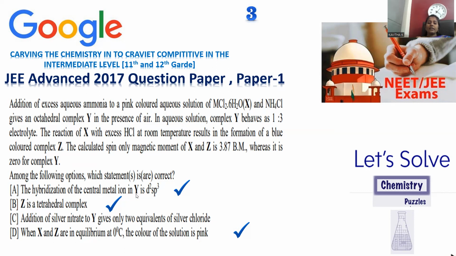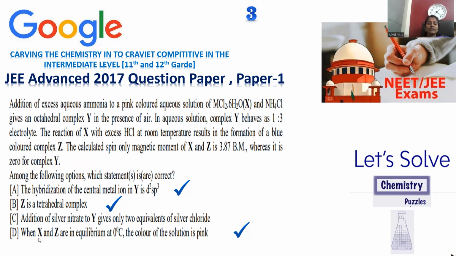Hybridization of the central metal in Y is d2sp3. In the case of complex Y, d2sp3 hybridization will be there. Z is a tetrahedral complex. Whatever Z is there, that Z is said to be tetrahedral. Addition of silver nitrate to Y gives only two equivalents of silver chloride, they are saying.